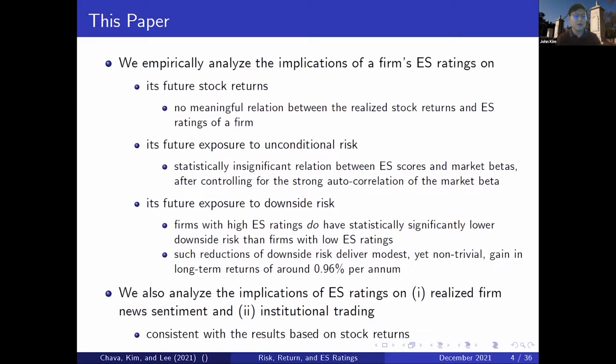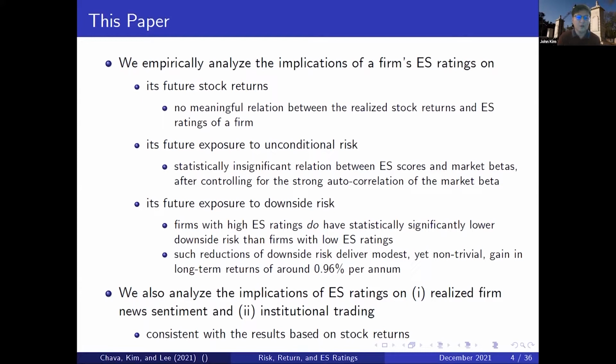Then we go beyond the standard unconditional risk and return framework to focus on the systematic downside risk. And here we do find that firms with high ES ratings have statistically significantly lower downside risk than those with low ES ratings. Now, of course, it's always important to account for the economic magnitude of this effect.